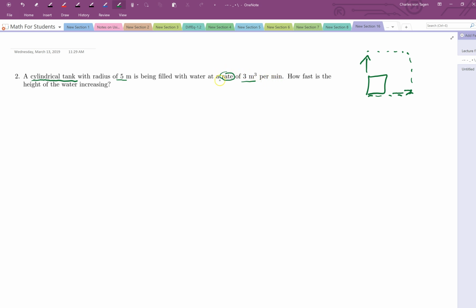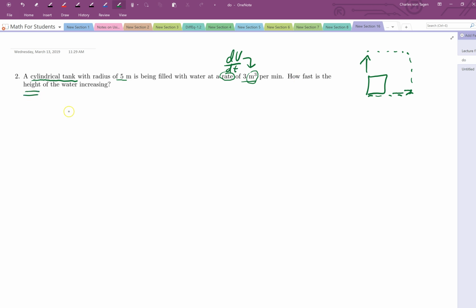And in fact, if you're confused, look at the units. The units here are meters cubed. So this is a statement about what? What sort of quantity? Think about that for a second. So it's a rate of change in volume. So this is dV/dt. Okay? So we're told that the change in volume of the water is 3 meters cubed. We're asked the question, how fast is the height of the water increasing in this problem?